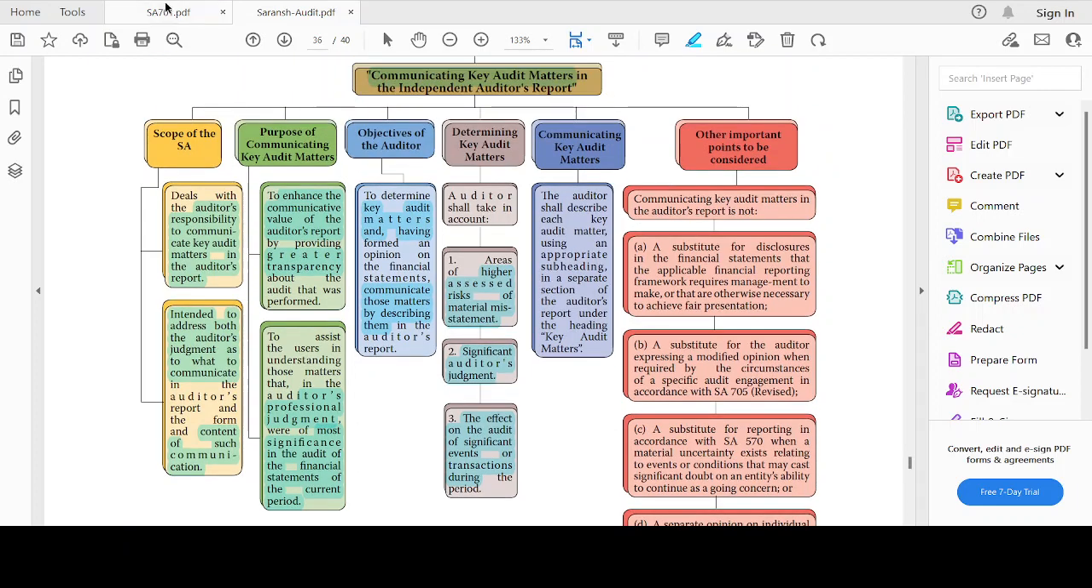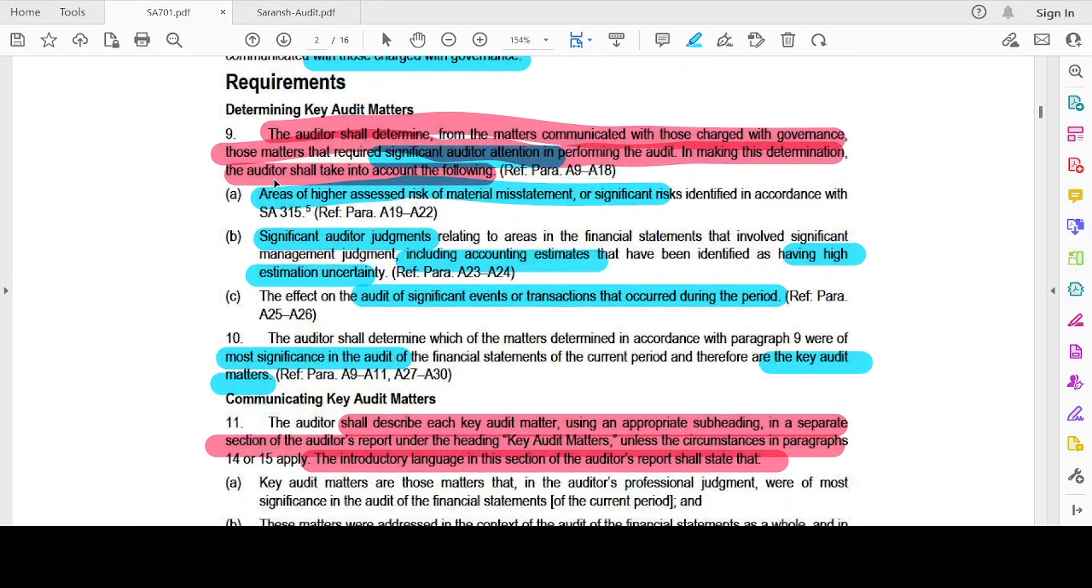Now, the next part is communication. Right now, I have determined. Now I have to communicate. There are only two objectives of the standard. One is to determine, and the next is to communicate. The first one is now done. Okay. Now I have to communicate.